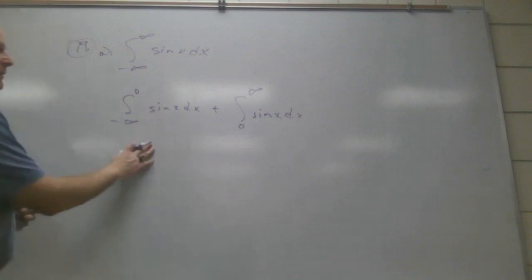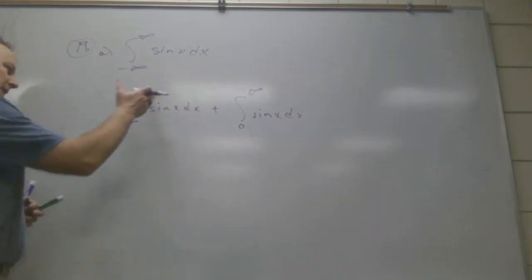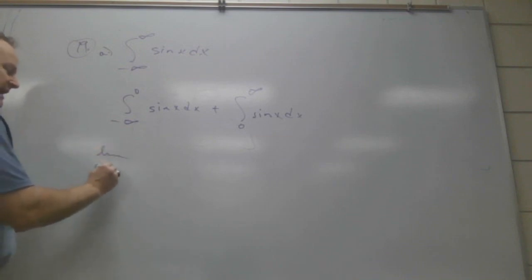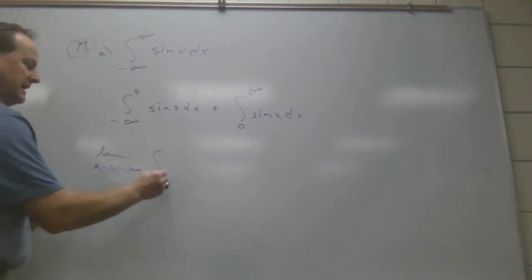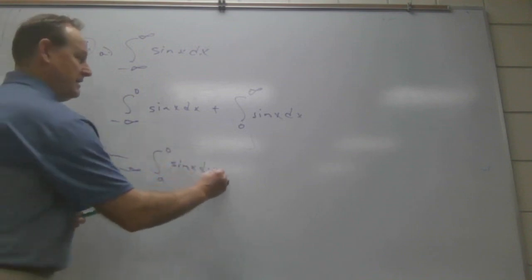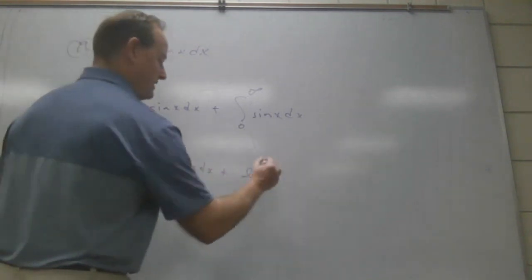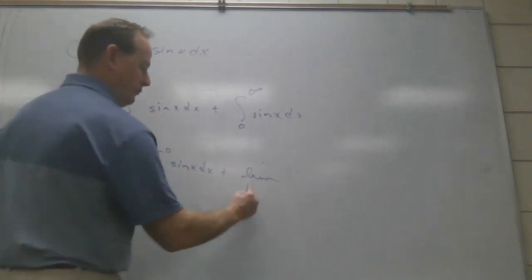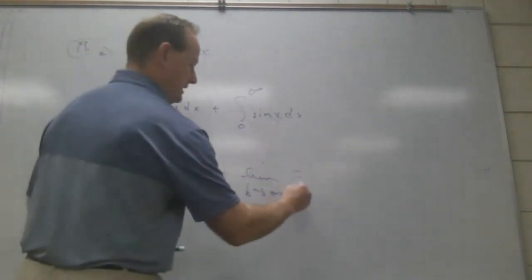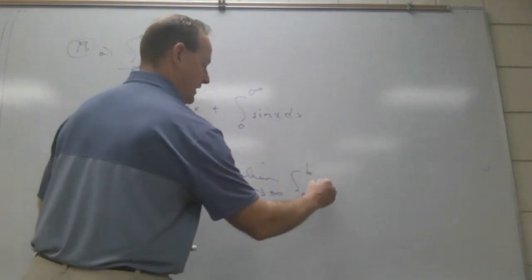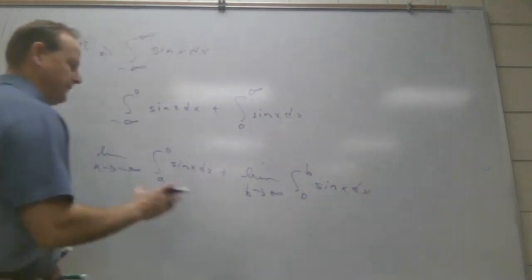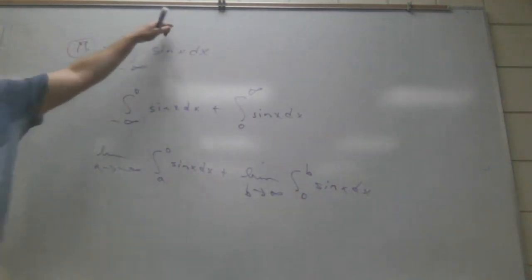So the derivative, and then of course, how would I rewrite this? We can't actually do this. So I'd have to rewrite this as the limit as a goes to minus infinity, definite integral from a to 0 of sine x dx, plus the limit as what goes to infinity? B. So we use a for the lower limit, b for the upper limit, definite integral 0 to b of sine x dx.